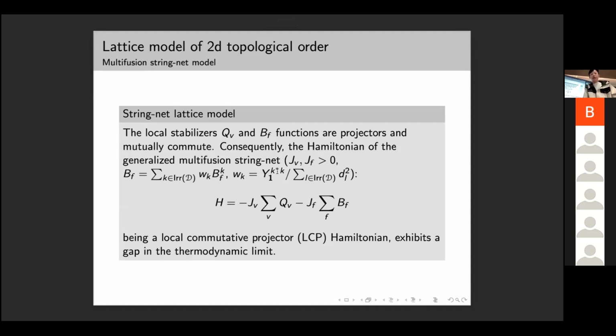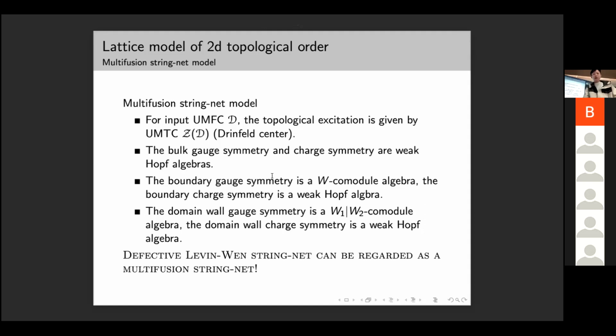And for this Y_k, I would like to stress that this Y_k is the local normalization factor. This factor can be chosen freely, subject to some consistency conditions. Here we just take the irrespective form, which is just the dimension d_k. For the multi-fusion string-net model, its topological excitation is just the Drinfeld center of this multi-fusion category.